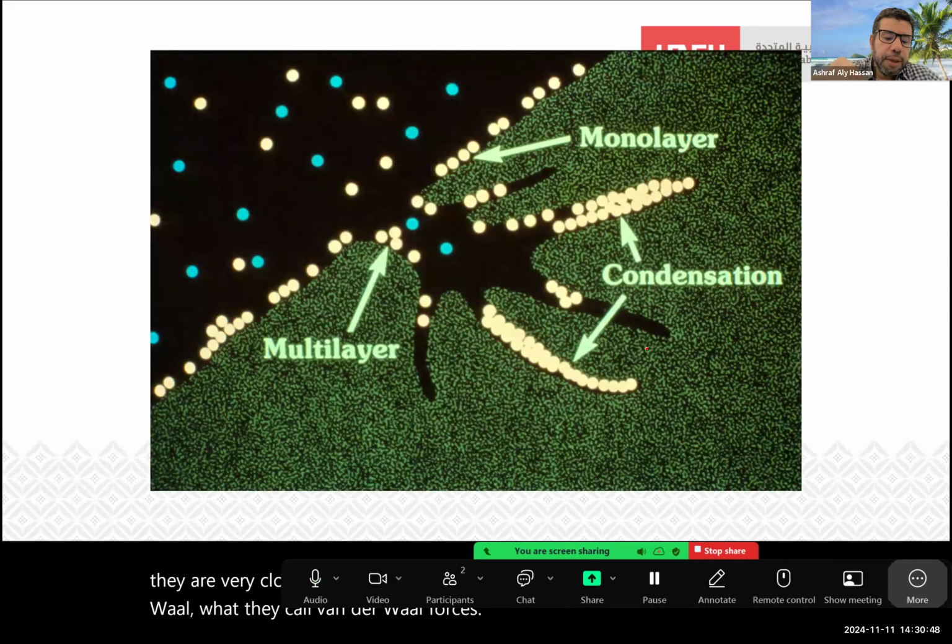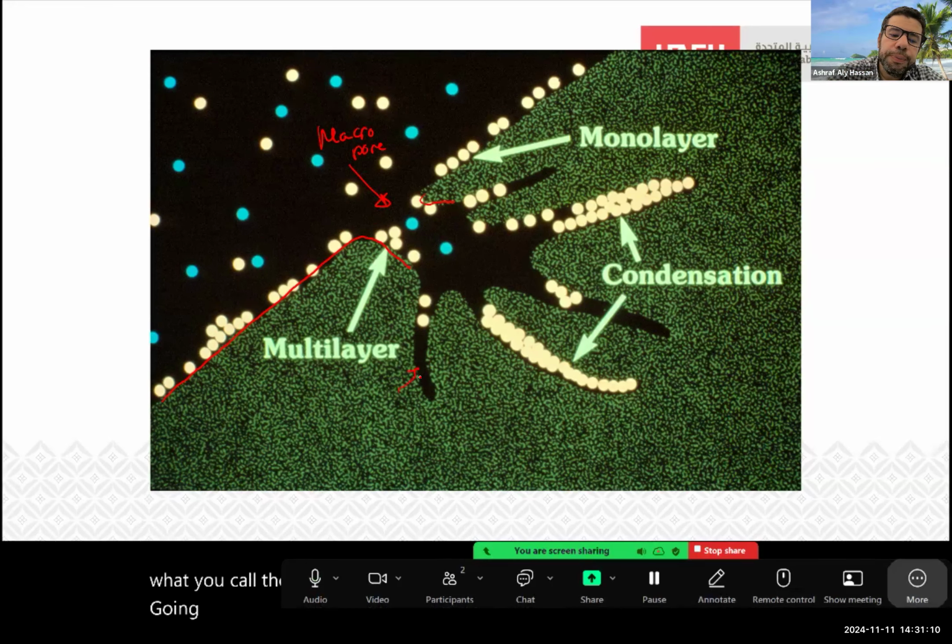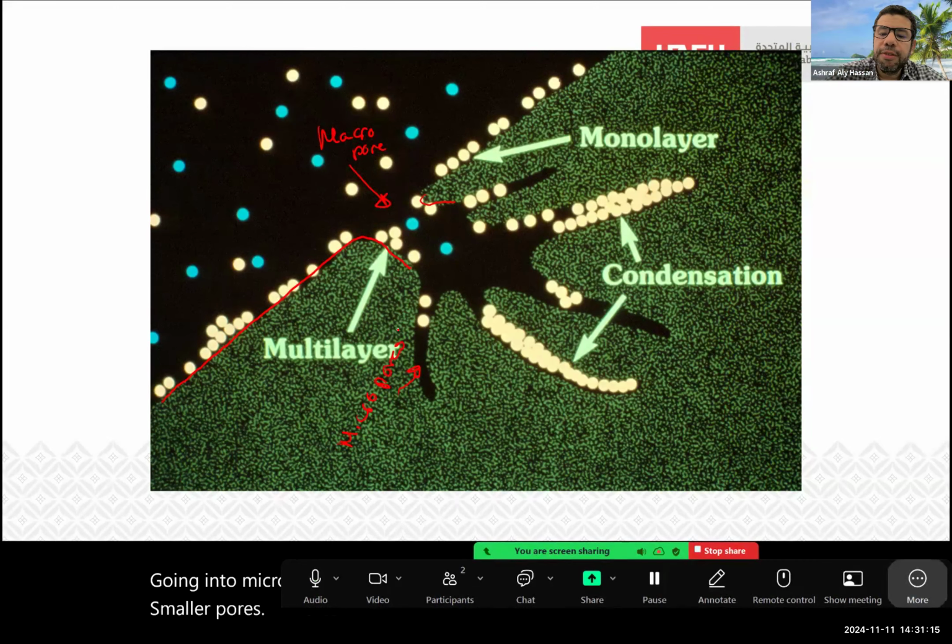Here is how it looks in reality when you have the surface. Here, I'm trying to make it in red. You can see you have what we call the macropores. This is a macropore. Going into micropores, smaller pores. And there is sometimes something called mesopores, and so on and so forth.